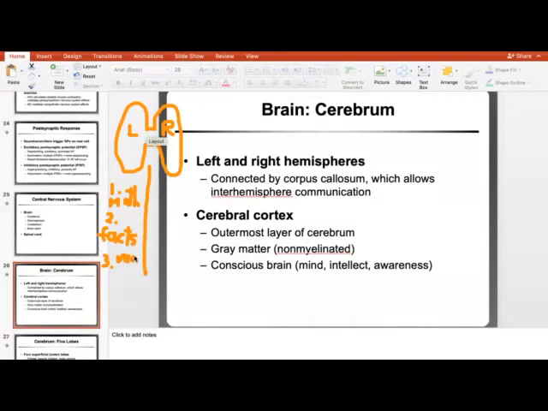The right side of the brain is a little bit different. The right side of the brain is more associated with things like music, imagination. If you're lost in the woods and you've got to get yourself out of the woods, it's the right side of the brain that's going to get you out of there. It's awareness. It's creativity.